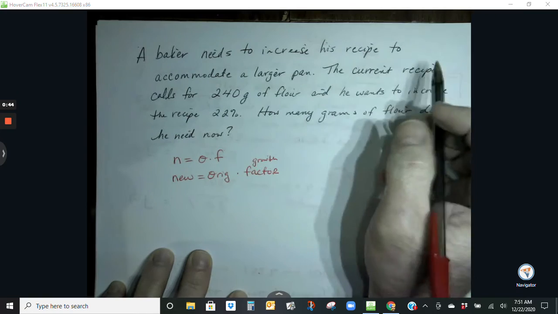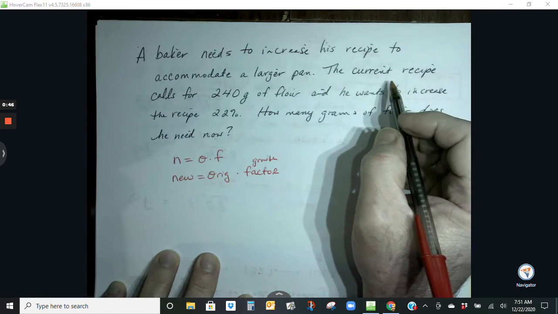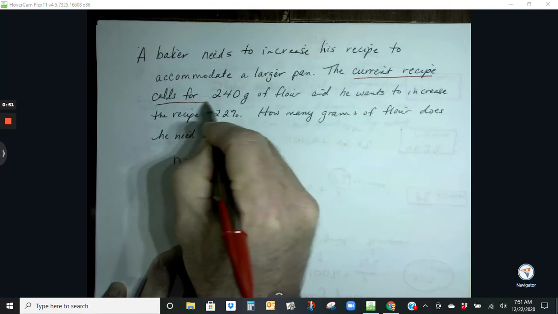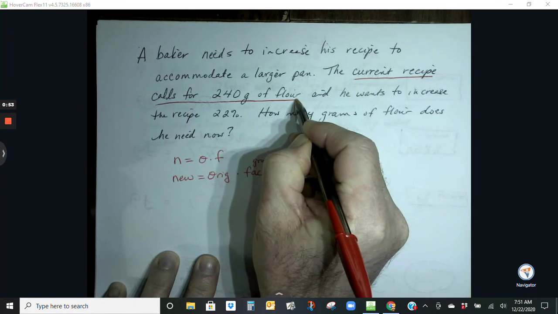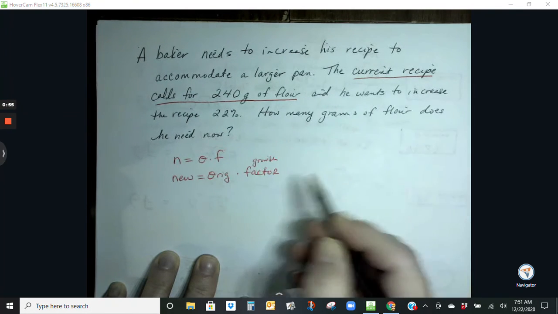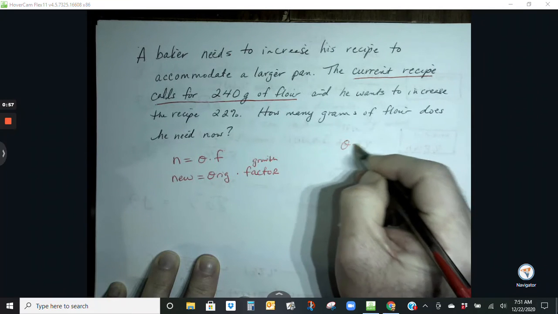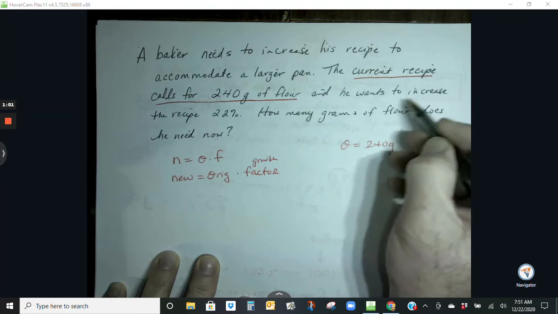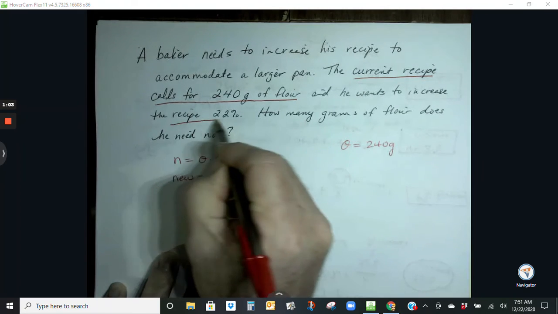So let's look back at the problem. The current recipe calls for 240 grams of flour. Okay. So that's our original value. Our original value is 240 grams. He wants to increase the recipe by 22%.